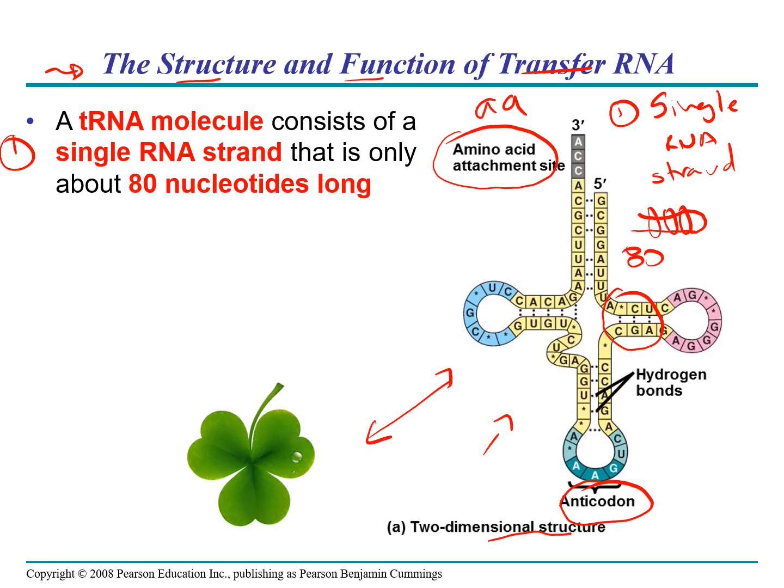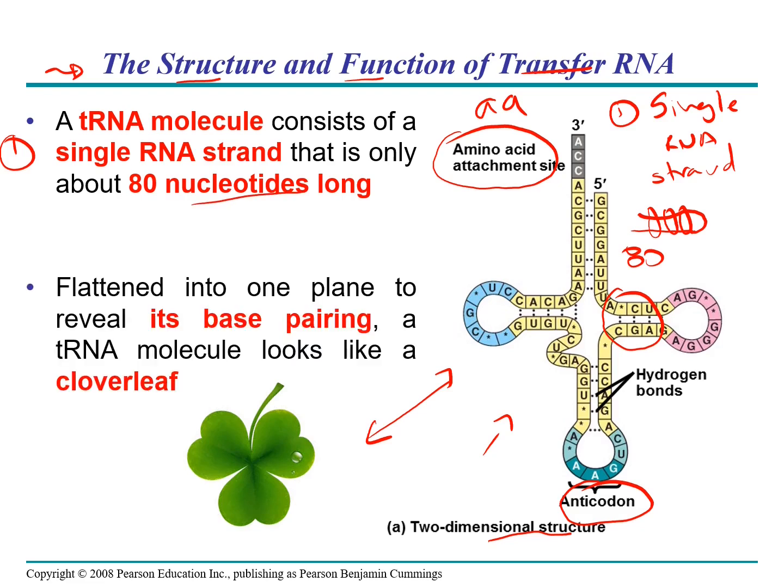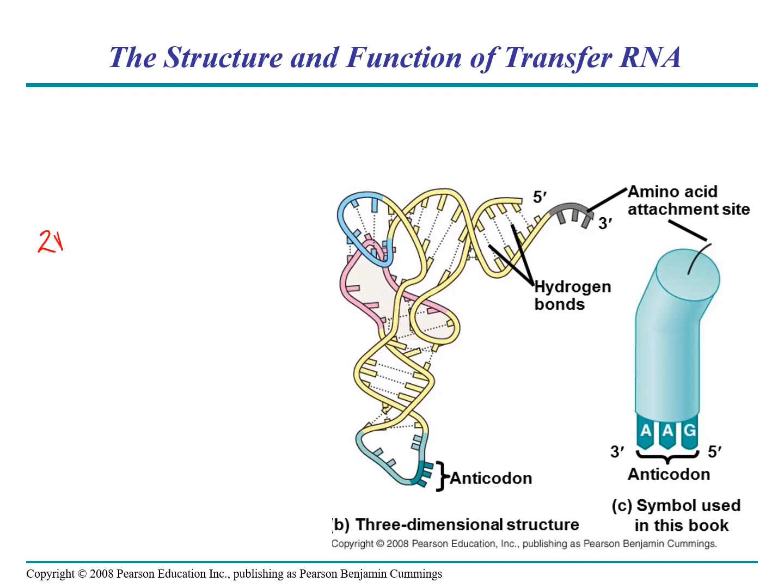So let's recap all the things that we have said. First, I told you that the tRNA molecule consists of a single RNA strand that is only 80 nucleotides long. I told you if we flatten it into one plane, it reveals its base pairing, and a tRNA molecule looks like a clover leaf.